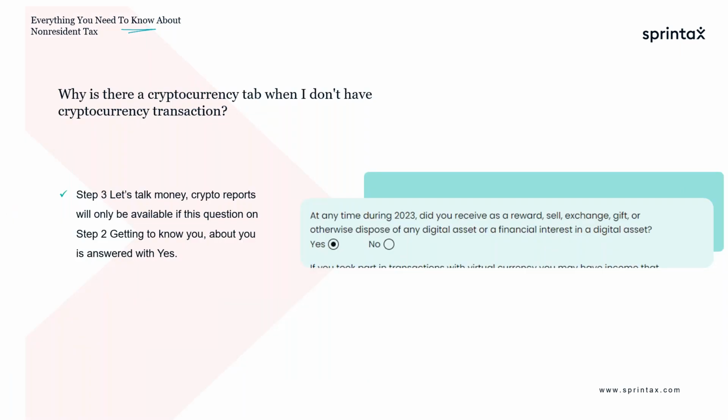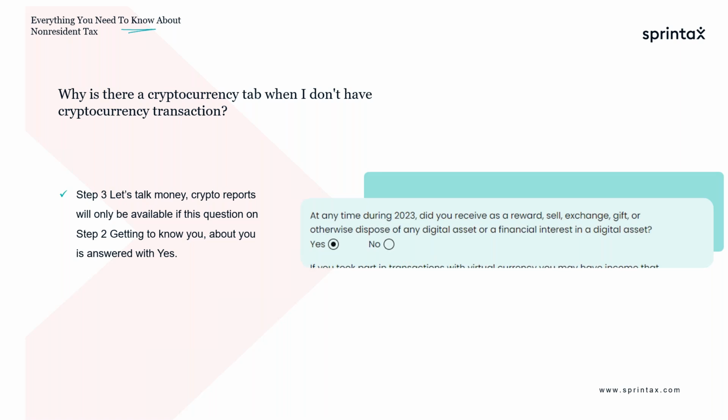The next question is another one from our video around Let's Talk Money, and it's around cryptocurrency. So why is there a cryptocurrency tab when I don't have a cryptocurrency transaction? So this comes from your answer to a question in step 2, getting to know you, which asks you at any time during 2023, did you receive as a reward, sell, exchange, gift, or otherwise dispose of any digital asset or a financial interest in a digital asset?